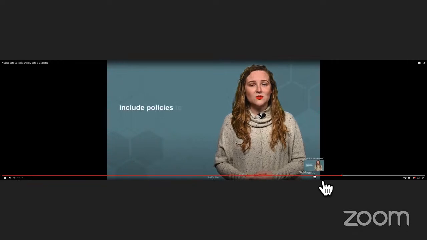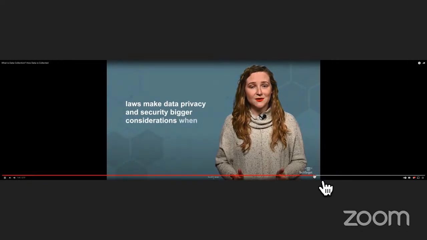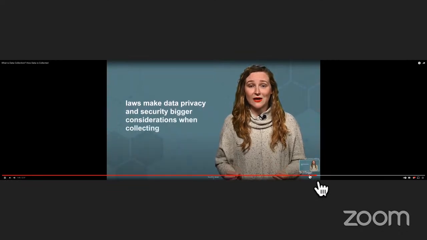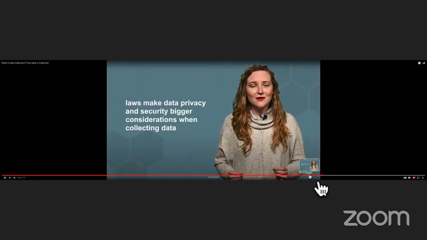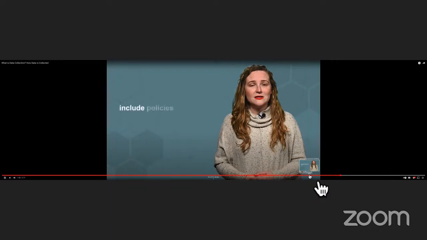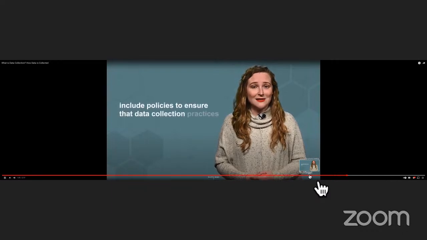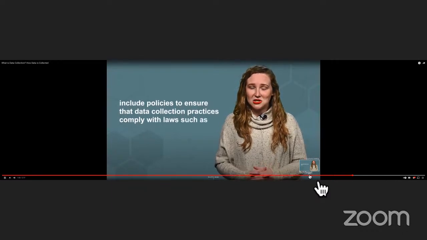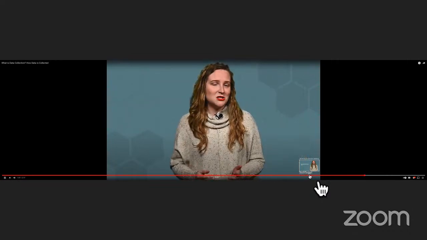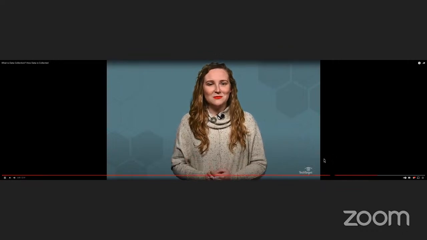An organization's data governance program should include policies to ensure that data. So I'll repeat that. When collecting data, privacy and security are bigger considerations, particularly if it contains personal information about customers. An organization's data governance program should include policies to ensure that data collection practices comply with laws such as GDPR. What are the biggest challenges in your organization when collecting data? How did you overcome them? Share your thoughts in the comments and be sure.